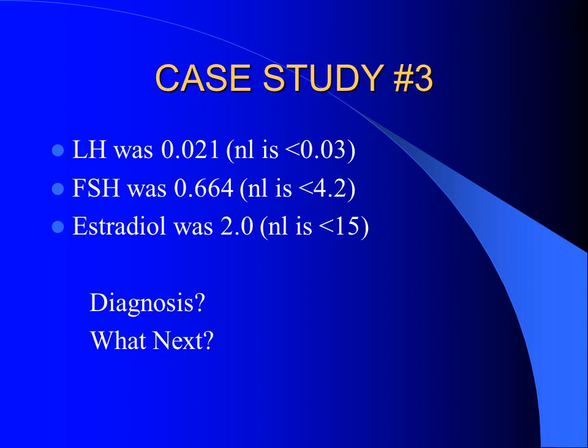Case study number 3. LH was 0.021, and prepubertal is less than 0.03. FSH was 0.664, and prepubertal is less than 4.2. Estradiol was 2.0, and prepubertal is less than 15. Diagnosis? What next?